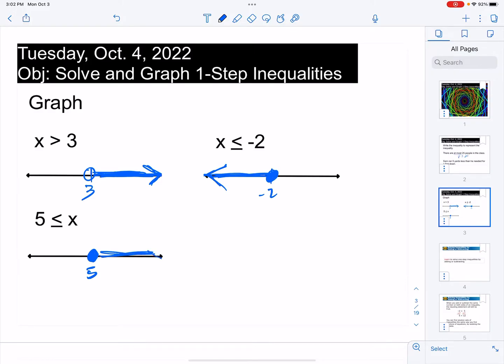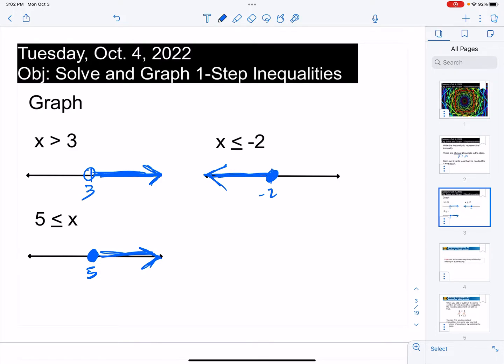Okay, so I'm going to show you a trick real fast. If our variable is on the left of our inequality, the inequality tells me which way to shade. So in this first one, it's a greater than, it says shade to the left. The second one says less than or equal to, so it says shade to the left. And I think for the first one I said to the left, and I meant to the right.